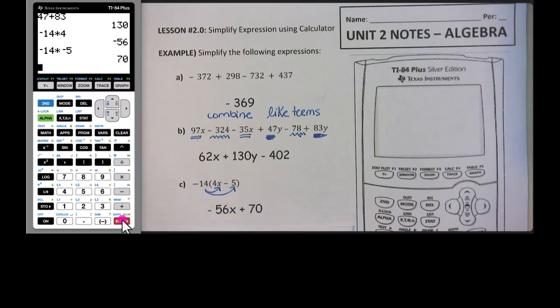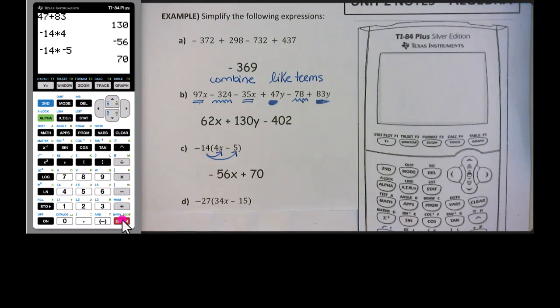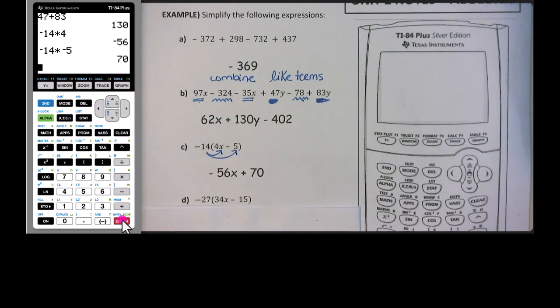Okay, and our last example will be this one right here. Again, we're going to multiply, so we do the little line that means multiplication. Okay, and we're going to use the calculator, so negative 27 times 34, and we get negative 918x, and then here negative 27 times negative 15, and we get positive 405. So that's my answer right there.